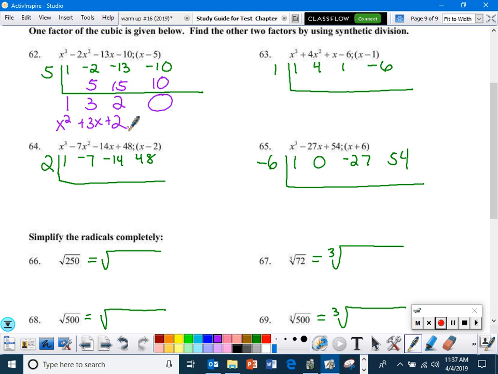Okay, and all we need to do is factor it. So what are the other two factors? Factors of 2 that add up to 3, well, that would be positive 1 and positive 2. So the other two factors are x plus 1 and x plus 2. All right, number 63, here we go.